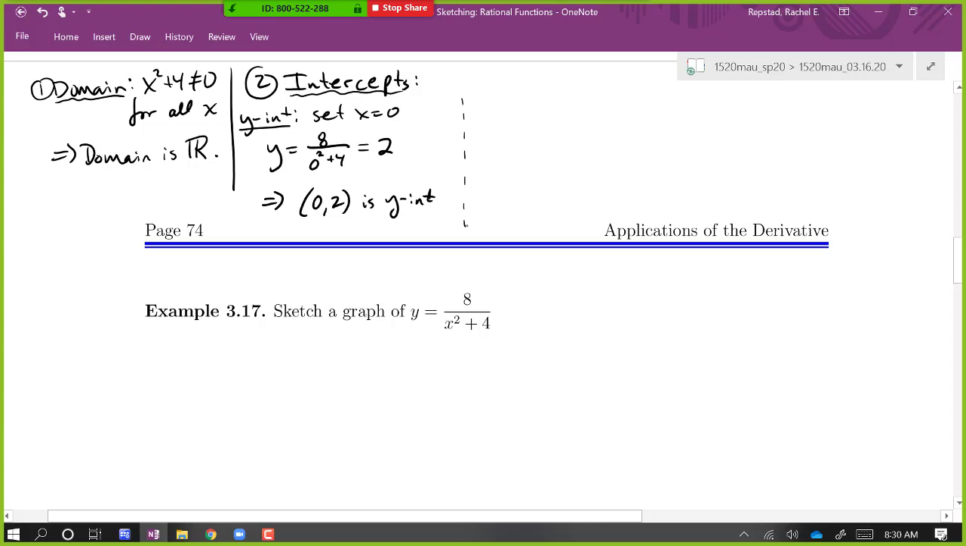How do we get x-intercepts? We're going to set y equal to 0. It just means set the whole function equal to 0. So what does that look like? That gives us the equation 8 over x squared plus 4 equals 0. Can somebody tell me when the fraction 8 divided by x squared plus 4 is equal to 0? Never. 8's never 0, right? The only time a fraction is 0 is when the numerator is. This is never 0. So that means there are no x-intercepts.